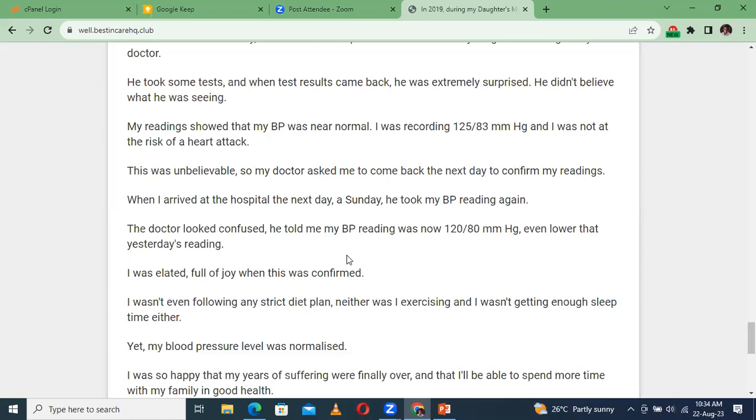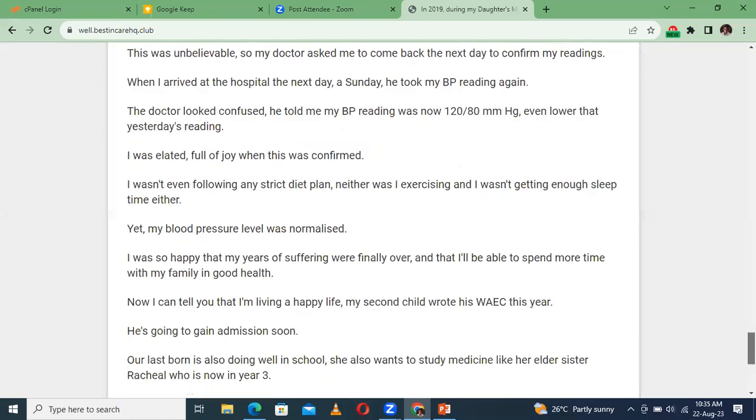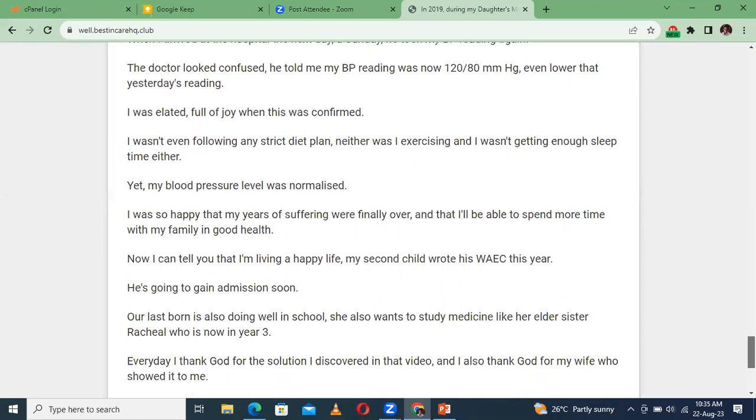The doctor looked confused. He told me my BP reading was now 120/80 mmHg, even lower than that of yesterday. I was elated, full of joy when this was confirmed. I wasn't even following any strict diet plan. Neither was I exercising, and I wasn't getting enough sleep either. My blood pressure level was normalized.